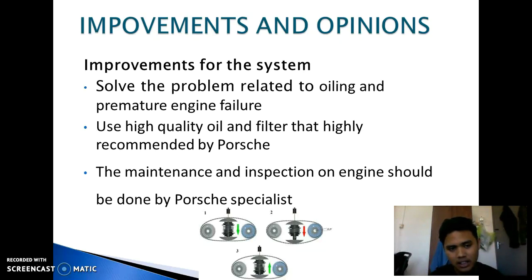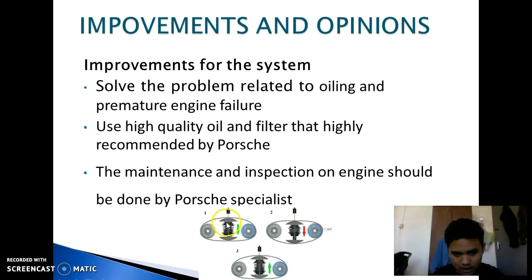So secondly, the user should use high quality oil and filter that is highly recommended by Porsche. As we know, high quality oil can absorb high temperature, and the capability of high quality oil to absorb high temperature is very good compared to low quality oil. So why do I say this? Because let's look at this diagram.